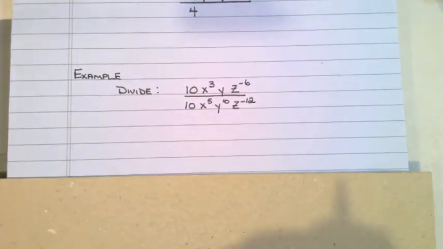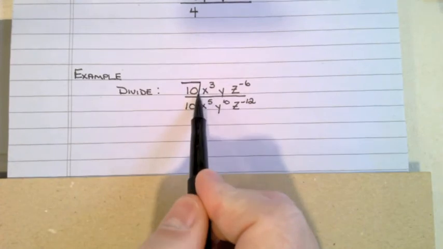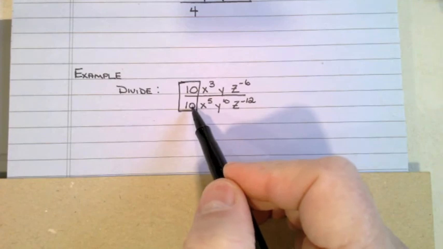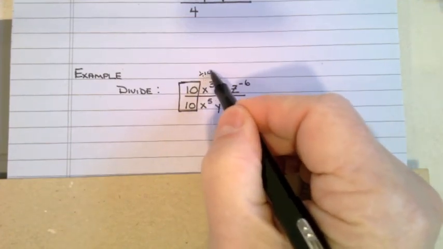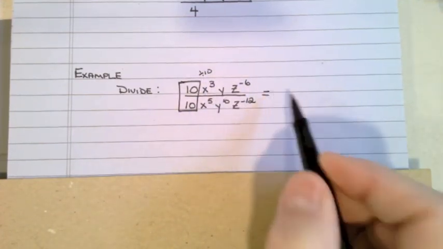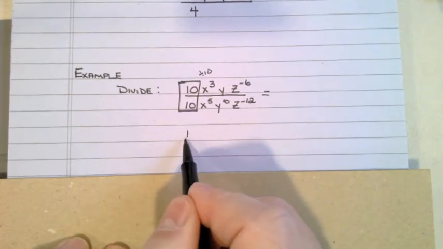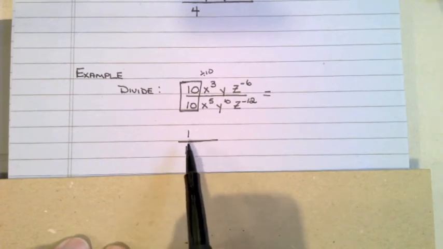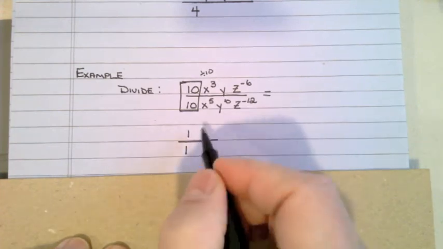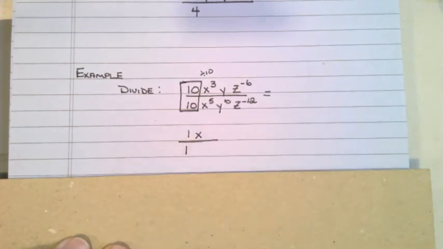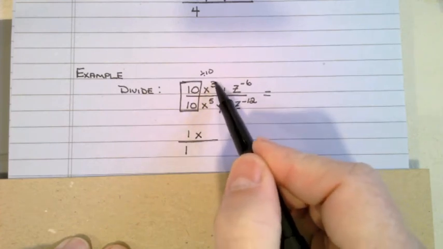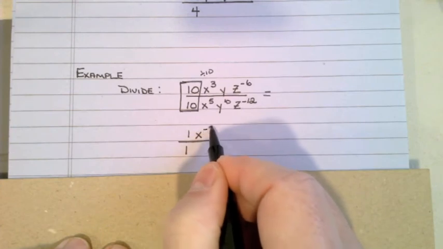Next example. Go through my rules. I have to worry about my coefficients first. I need to find a number that will go into both of these. That will be 10. I want to divide both of those by 10. 10 divided by 10 is 1. 10 divided by 10 is 1. I don't have to write 1s in the bottom, but if I have nothing left over in the top, I'm going to need that 1. Let's go to our variables. Our variables start off in the top. I subtract my exponents when I divide. 3 minus 5, negative 2.